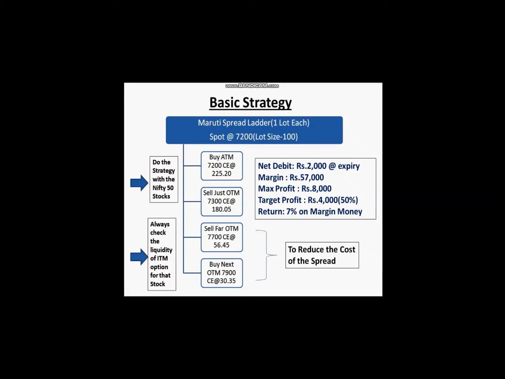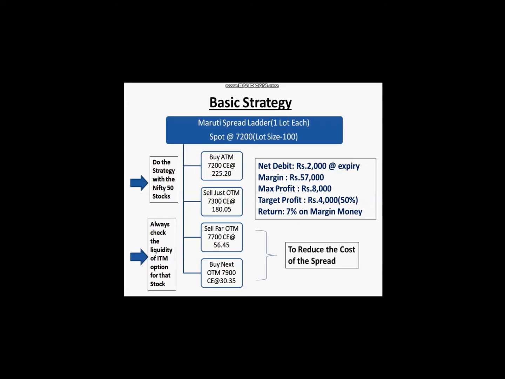So look at the screen now. With the third and fourth leg, I am going to reduce the cost of the original debit spread. Now the debit is almost 2,000 rupees on the downside, if the Maruti stock expires there. So it's very negligible compared to the whole margin, compared to the whole profit potential.